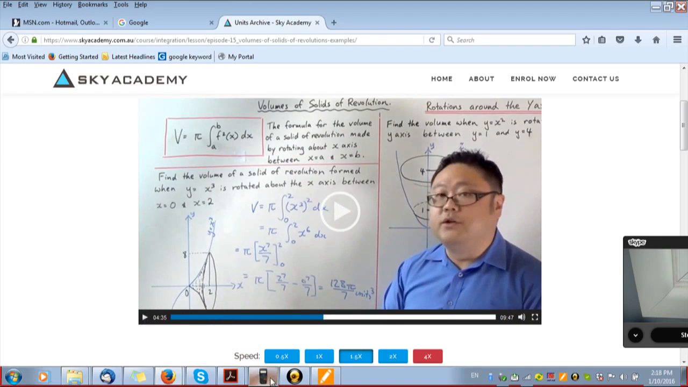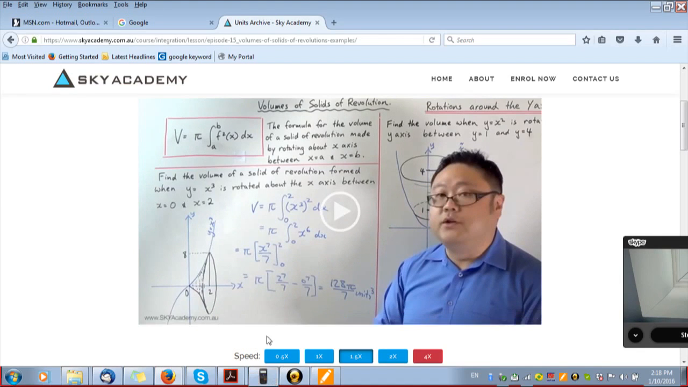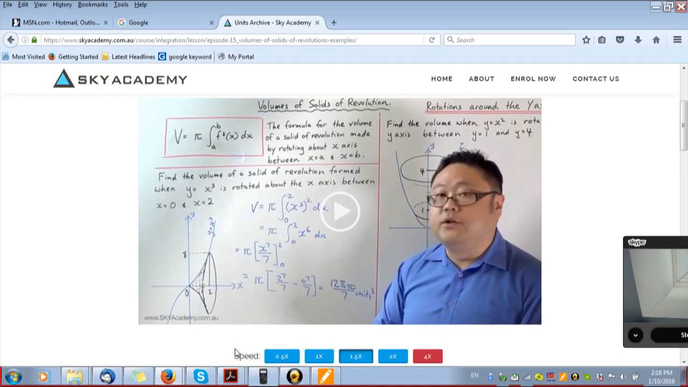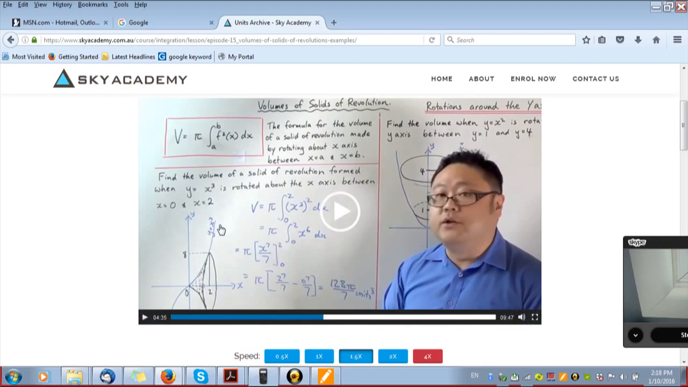Yeah, but what if you can't draw the diagram? Then draw the diagram. Yeah, it really helps to draw the graph. And if you can't draw the solid, don't worry about drawing the solid. But at least draw the two-dimensional graph that needs to be rotated. Does that make sense? Yeah.